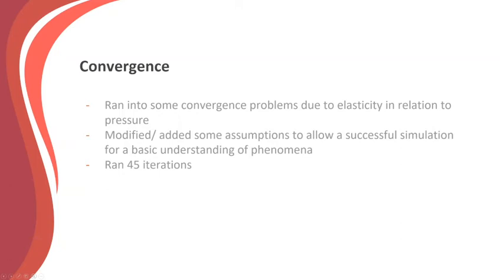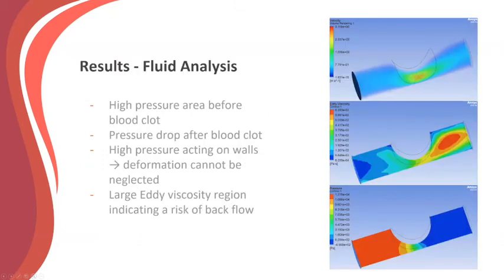That being said, originally we ran into some convergence problems because of the elasticity due to pressure interactions on the walls. Things were just collapsing pretty easily from the structural side, which actually matches what we are expecting from the theory, and we're going to talk about it a little bit later in the discussion. However, to make sure that we can run a successful simulation, we had to go out of our way and assume that the wall is a little bit stiffer than what we took initially. Then we ran 45 iterations, and it actually converged.